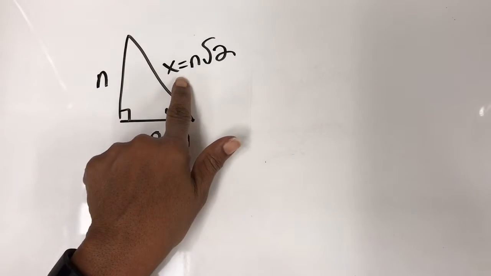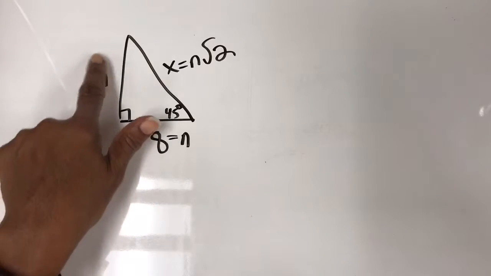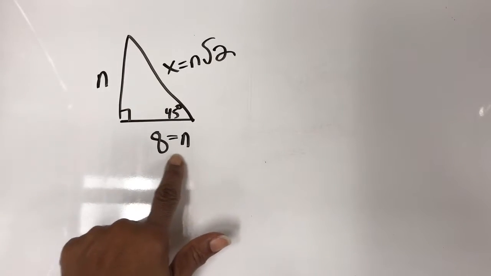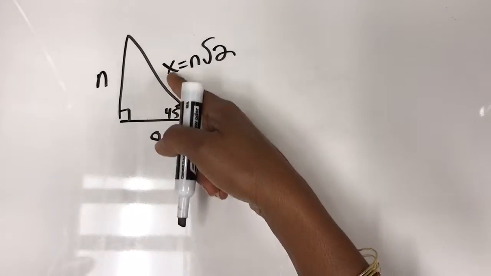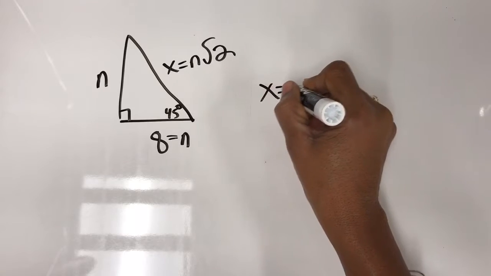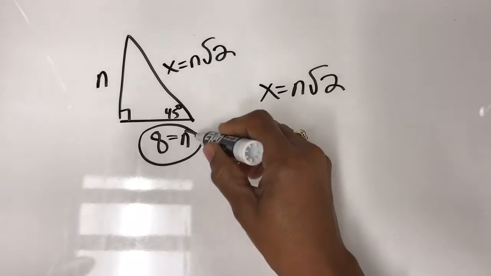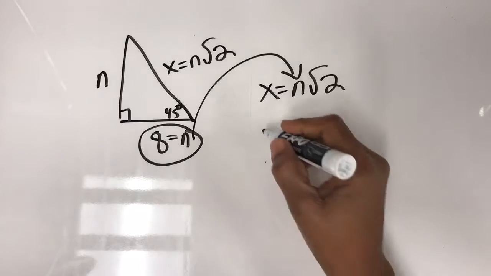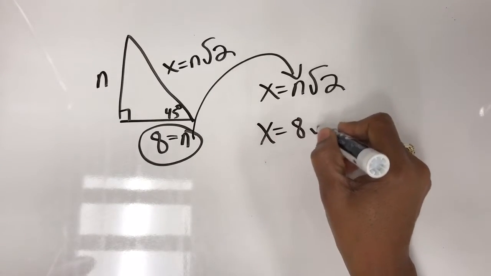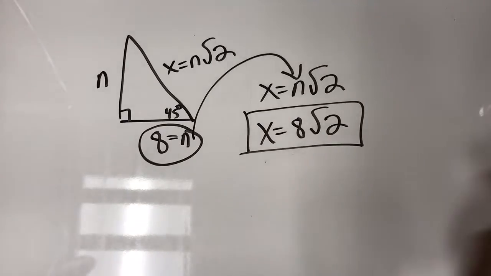And that tells me what I have. How do you know where to start? You're going to start where you only have one variable. So I have one variable here, but I don't have any information. I have one variable here, it's equal to 8, and I have 2 variables here, so not a good place to start. So I want to know what x is. x is equal to n square root of 2. Oh, but wait, n is equal to 8. So what am I going to do? I'm going to plug it in. So x is equal to 8 square root of 2.